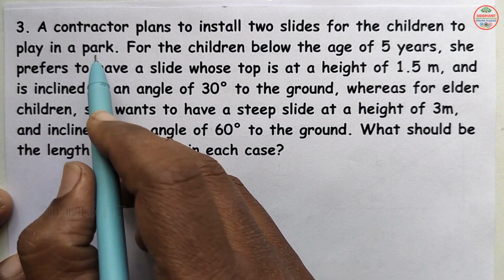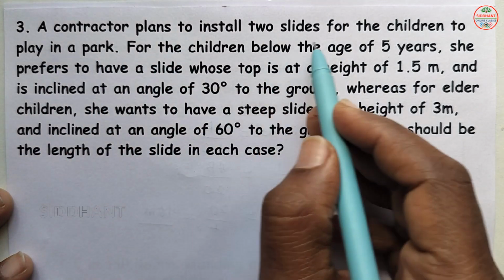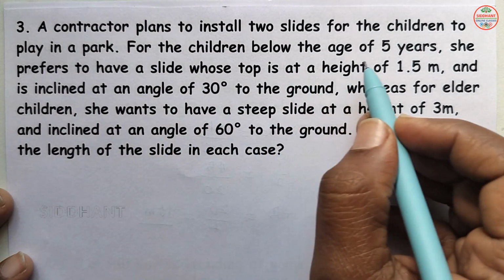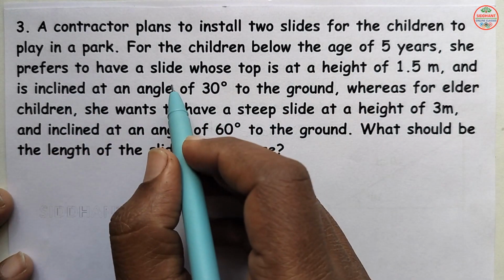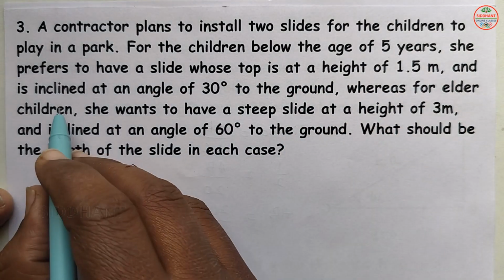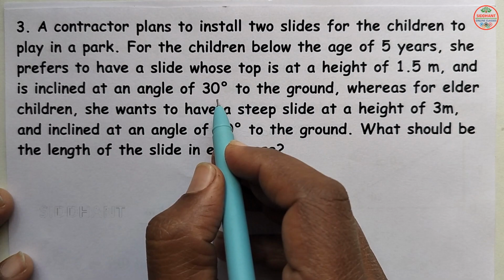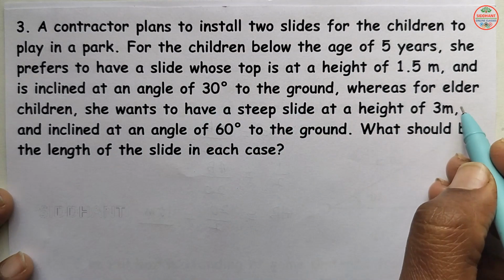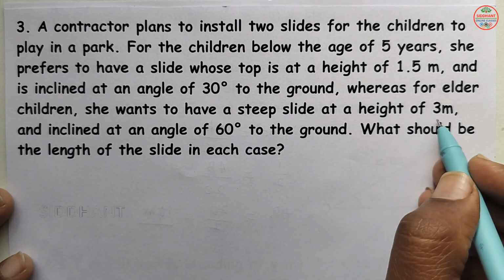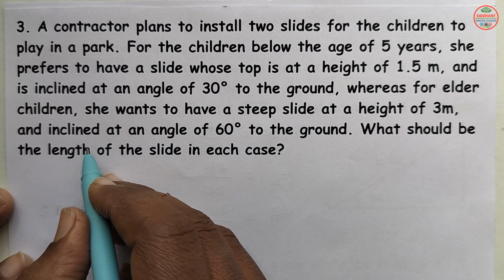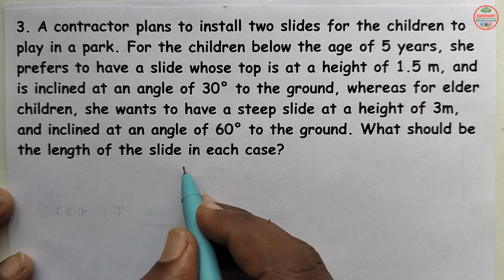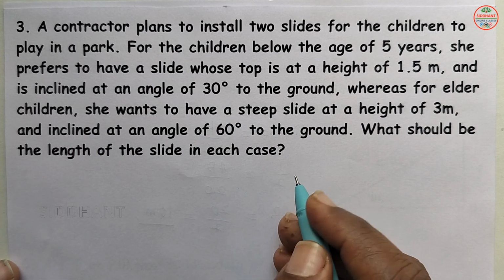Third question. A contractor plans to install 2 slides for the children to play in a park. For the children below age 5 years, she prefers to have a slide whose top is at the height of 1.5 meters and is inclined at an angle of 30 degrees to the ground. Whereas for elder children, she wants to have a steep slide at a height of 3 meters and inclined to an angle of 60 degrees to the ground. What should be the length of the slide in each case here?